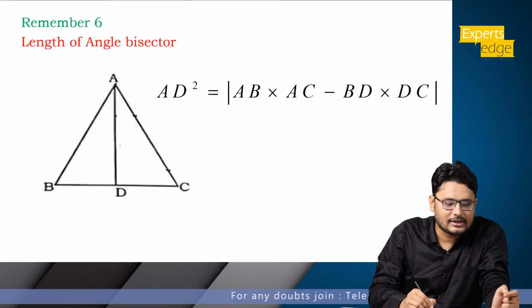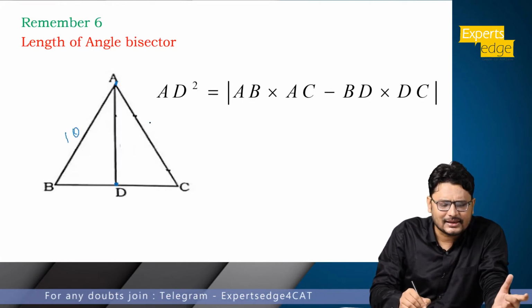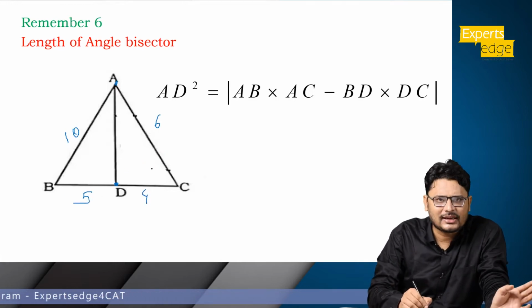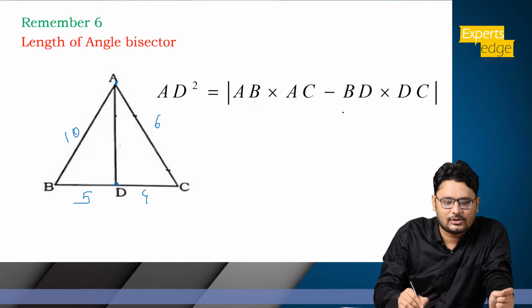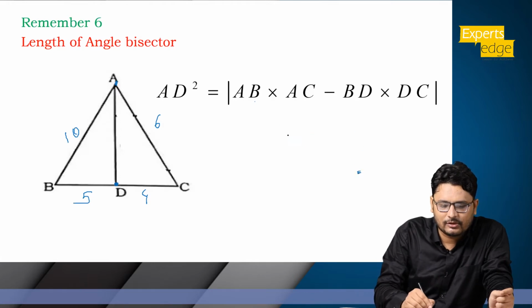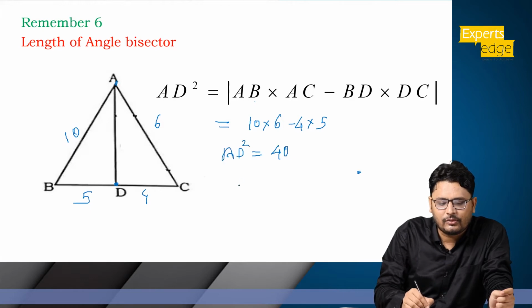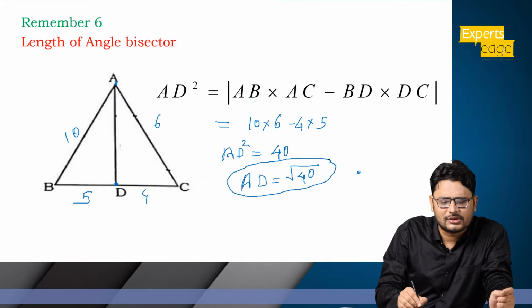Now this is important, that is the length of an angle bisector. अगर मुझे कभी question में दिया है कि let's say ये 10 है, ये 6 है, ये 5 है और ये 4 है, ठीक है, randomly I'm just giving, and he is asking the length of this angle bisector. So what is it? AD square is AB into AC minus BD into DC. So if I just calculate for this, AB is 10 into 6 minus 4 into 5. So basically 60 minus 20, 40. AD square is 40, so my AD will be root of 40. Okay, so I hope this part is clear. So just remember this part.